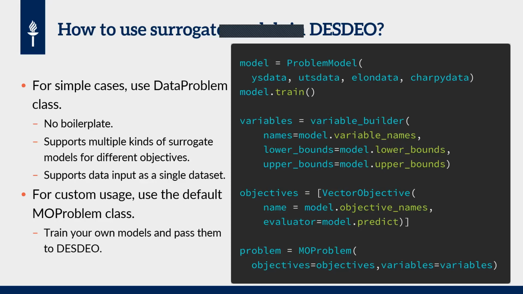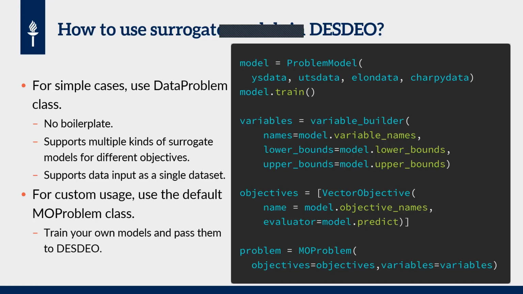Here I have a simple example of how to do that. It's not actual code. This will not run because this assumes some things. For example, it assumes that we have some kind of surrogate model called problem model, which can accept 4 data sets or 4 different objectives and train it. But you can imagine that there is some code inside it which does all of that. But once you have those models trained, we can do the same thing as usual showed.